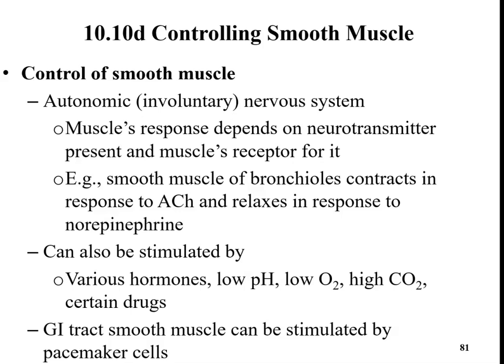Okay, control of smooth muscle. This is going to be involuntary, or the autonomic nervous system. The muscle's response is going to depend on which neurotransmitter is being released. So some neurotransmitters are going to be excitatory. They're going to cause muscles to contract. Some neurotransmitters are going to be inhibitory. They're going to cause muscles to relax. Okay? Just depends on what neurotransmitter is being presented and what receptors are there.